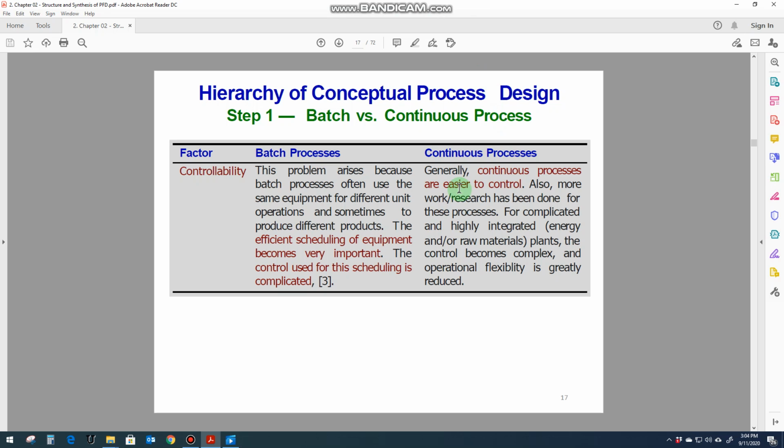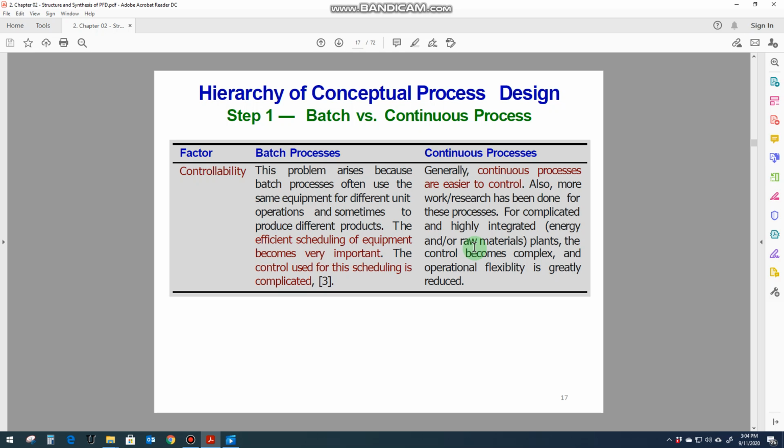For the continuous process, generally continuous processes are easier to control compared to batch processes. Also, more research has been done on these processes. For complicated and highly integrated plants, the control becomes complex and operational flexibility is greatly reduced. So usually for generating simpler products, continuous processes are easier to control compared to batch processes, and if you look at the literature, more research has been done on continuous processes.